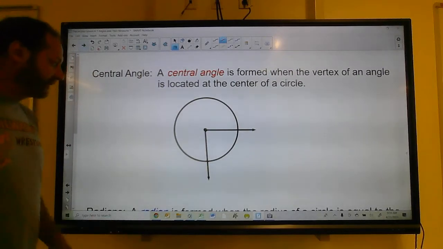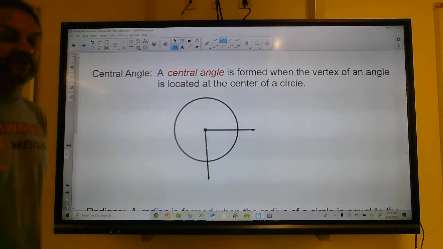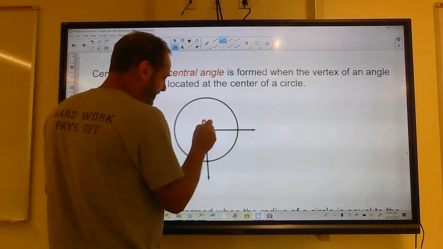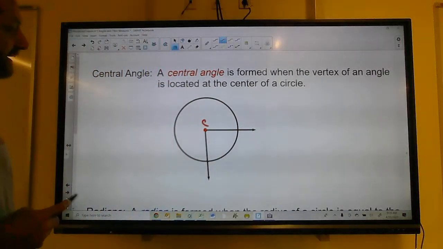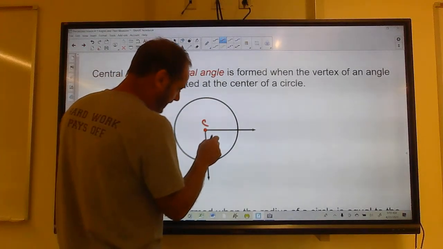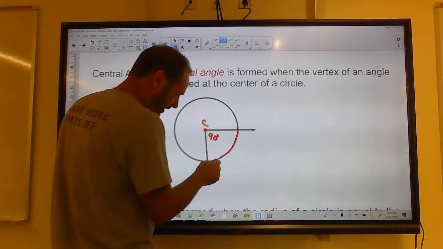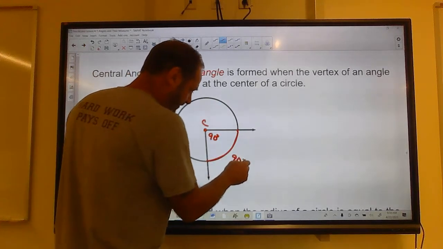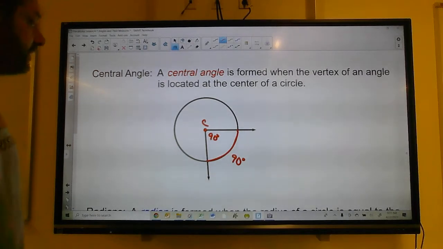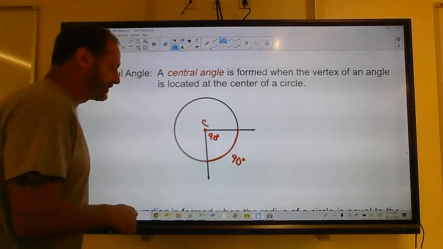Okay, a central angle, another term from geometry. A central angle is formed when the vertex of an angle is located at the center of a circle. So if this is the center right here, C, this is the central angle. And the nice part about central angles is their measure. This appears to be a 90-degree angle, and the angle is exactly the same as the measure of this arc. So if that's 90 degrees, this arc is also 90 degrees. And that works every time. So this central angle over here would be 270 degrees, which means this arc would also be 270 degrees.